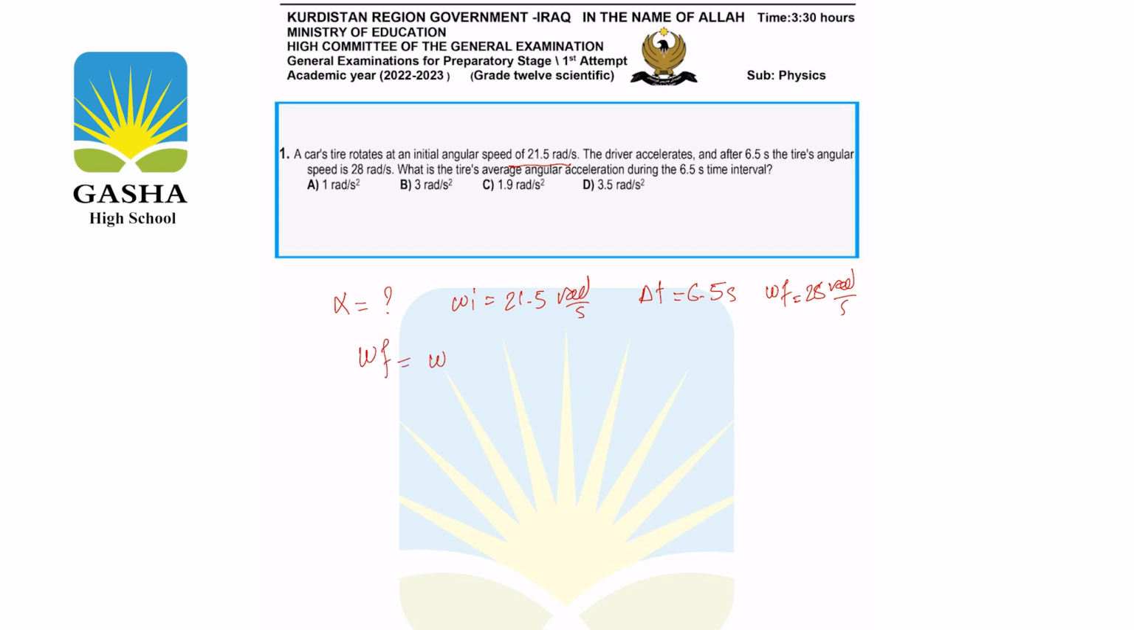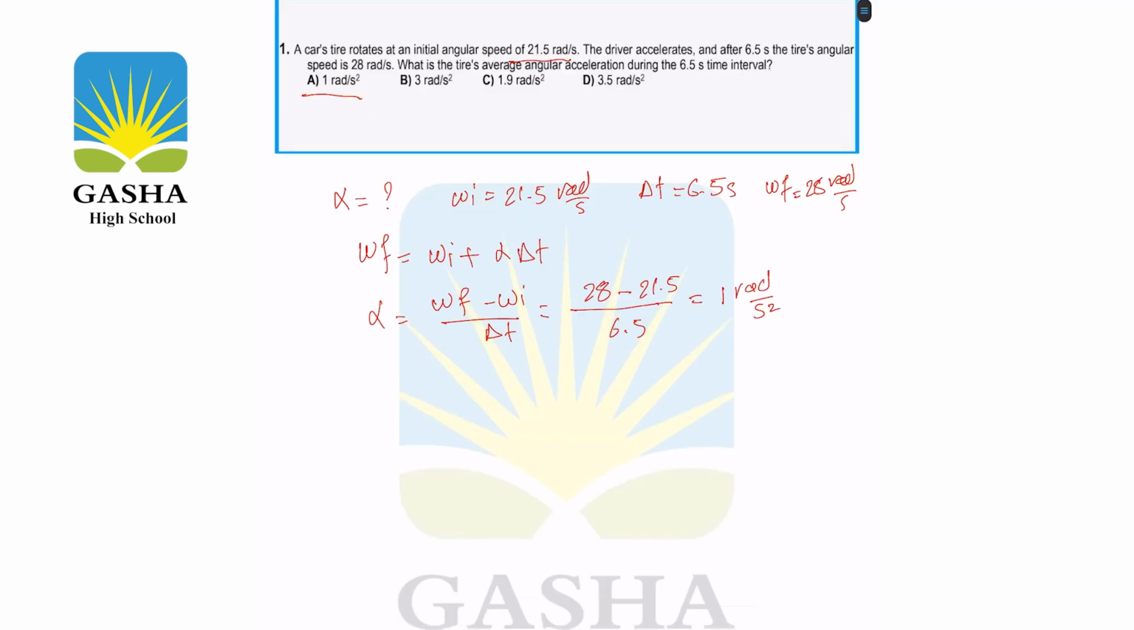So omega final is omega initial plus alpha delta t. From this rule, alpha is equal to omega final minus omega initial over delta t. And that's equal to 28, which is final angular speed, minus 21.5 divided by 6.5 seconds, and that will be equal to 1 rad per second squared. So the first answer is the correct answer. Okay, so let's move on to the second one.